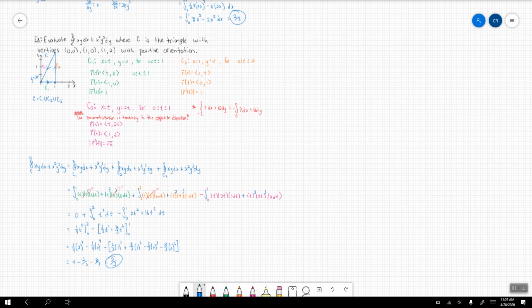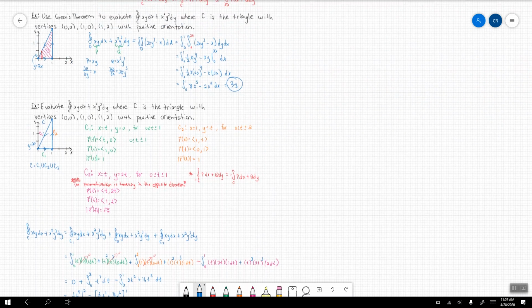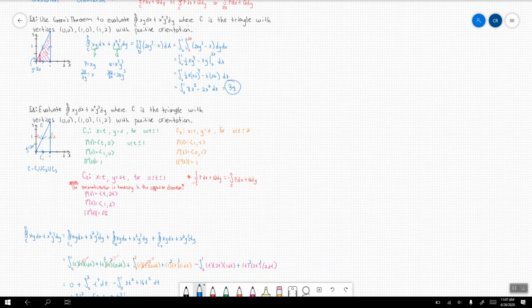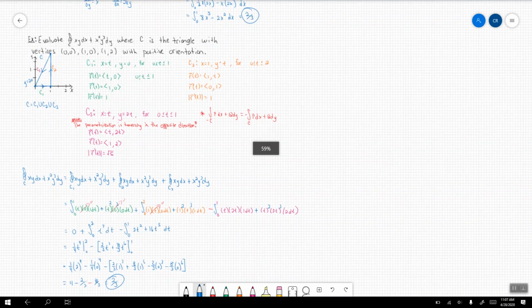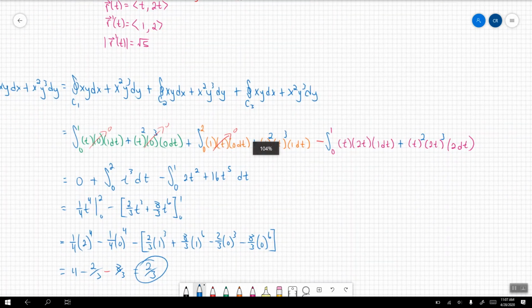On your final exam, you will have to do both methods. One's going to be with Green's theorem, and again, Green's theorem just uses those double integrals, and one is going to be just with the evaluation of line integrals along those curves. So again, be very, very mindful of that. All right, now we're going to move on to a different question.